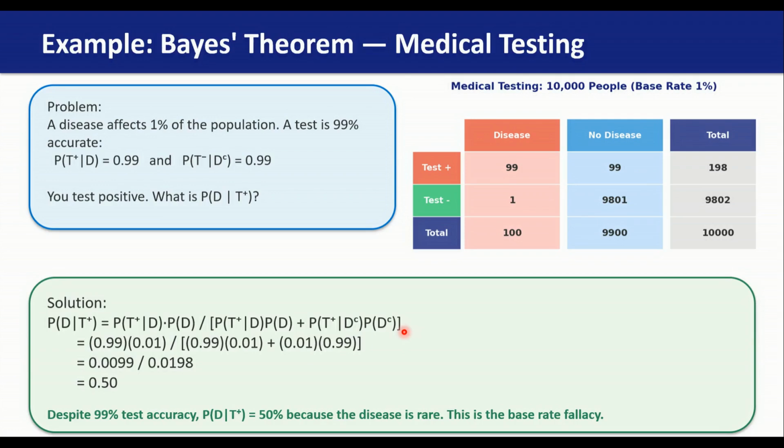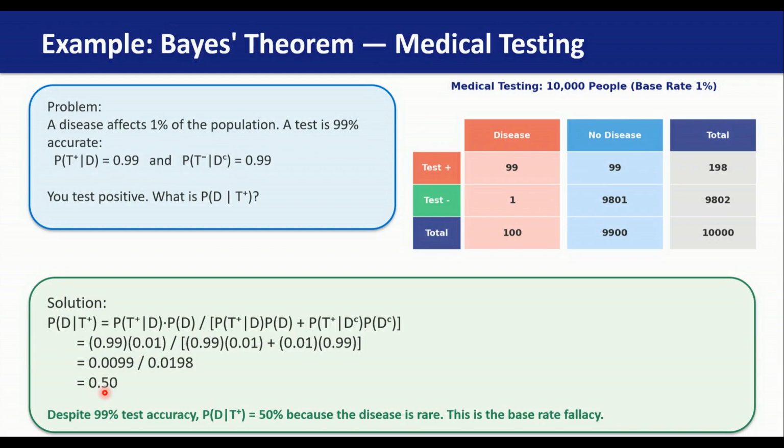equals 0.0198. Now we should divide 0.0099 divided by 0.0198 equals 0.50. The answer is 50% and not 99%, only 50%. You may ask why. Because the disease is rare.